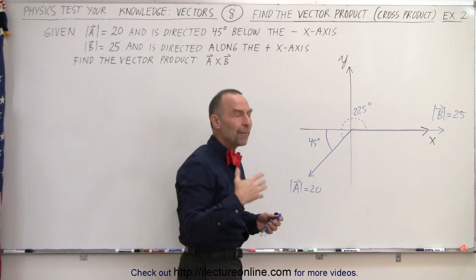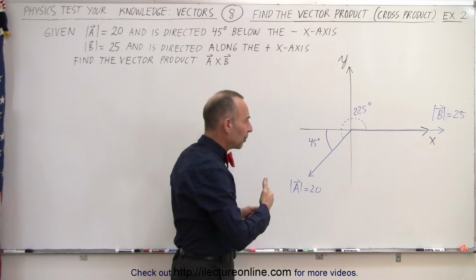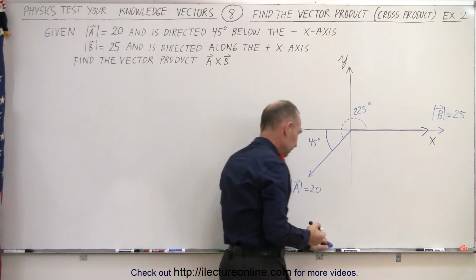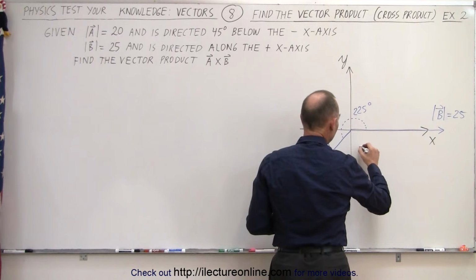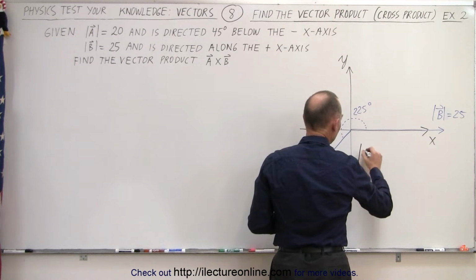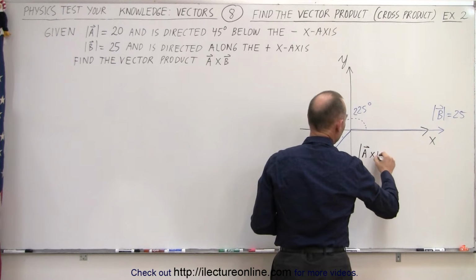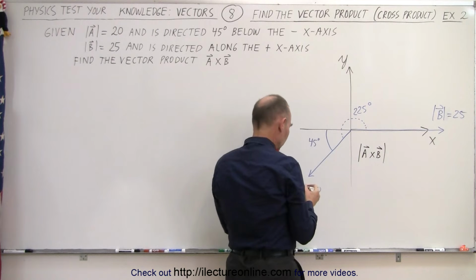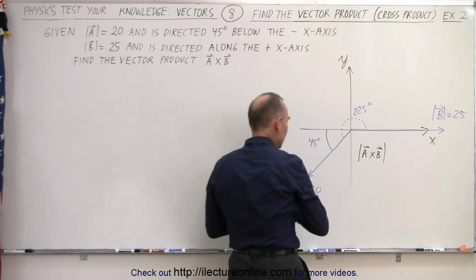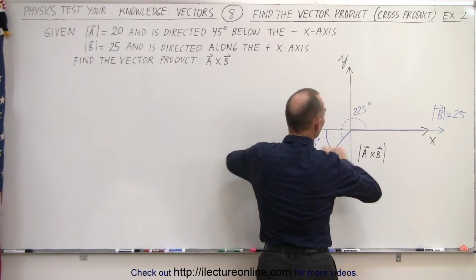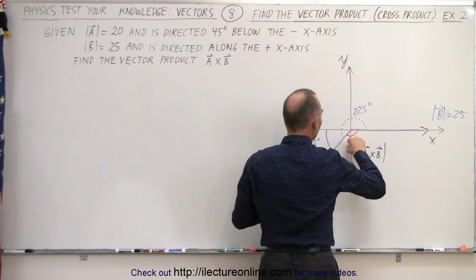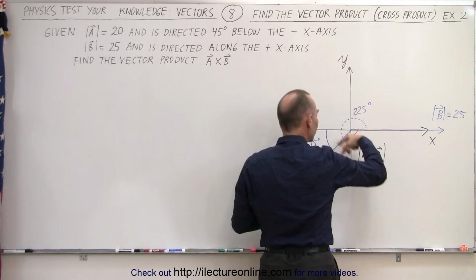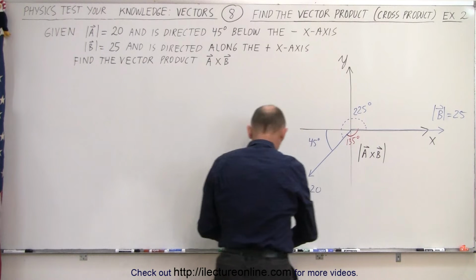First, let me find the magnitude of the cross product by using this equation right here. I'm going to say that the magnitude of A cross B can be found by going in either direction. So if we go in this direction here, we're dealing with an angle of only 135 degrees. So this direction would be 135 degrees, and the other direction would be 225 degrees.